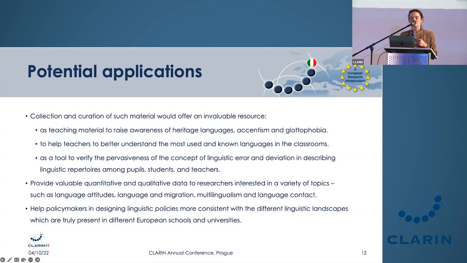And also, it's a tool to verify the pervasiveness of the concept of linguistic error and deviation in describing the linguistic repertoires among pupils. For researchers, we think that they would provide very valuable quantitative and qualitative, especially qualitative data, for research about language attitudes, in particular, language and migration, multilingualism, language contact, and as I was saying before, could also be useful for policymakers in designing linguistic policies that are really more consistent and adapted with the different linguistic landscapes that are present in different European schools and universities. So thank you very much.